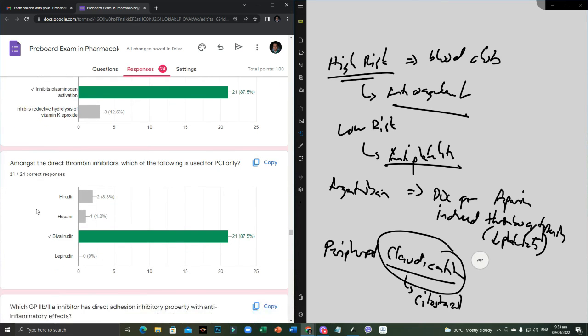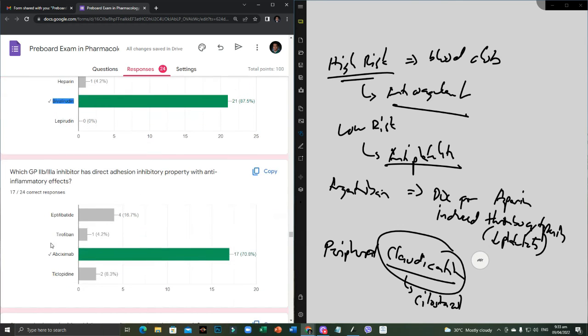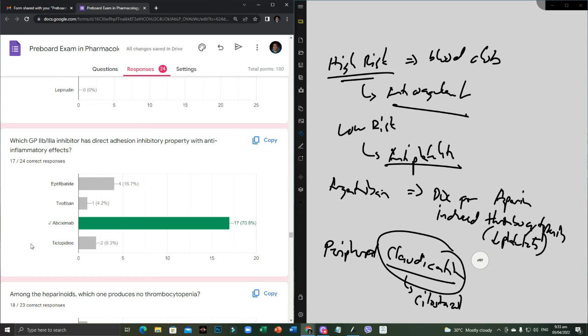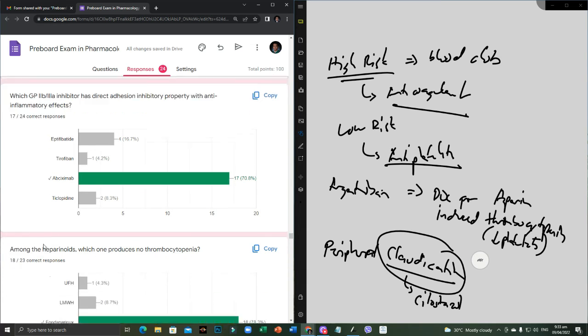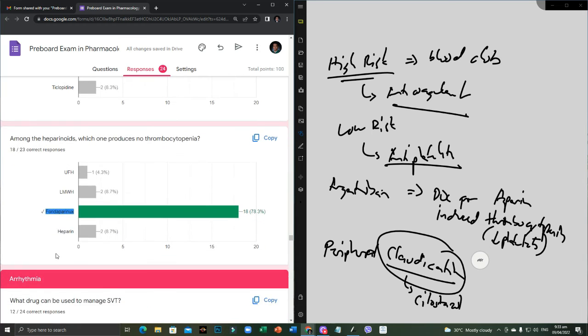Amongst the direct thrombin inhibitors, which of the following is used for percutaneous interventions only? So very good. That would be bivalirudin. Which GP2B3A inhibitor has direct adhesion property, inhibitory property with anti-inflammatory effects? So very good. That would be abciximab. Okay, most of you answered this one. And among the heparinoids, which one produces no thrombocytopenia? So good. That's fondaparinux. That's why it's also the most expensive one.